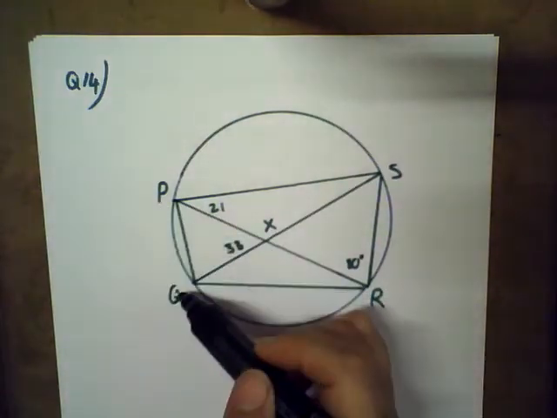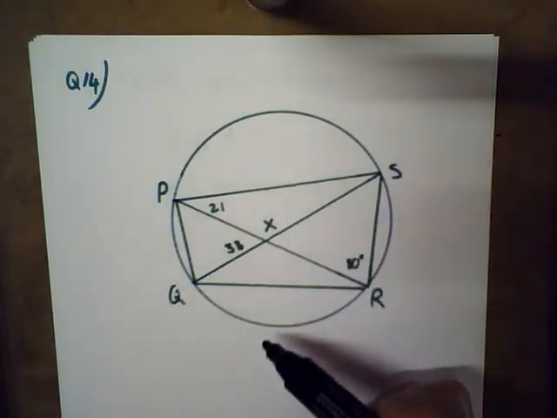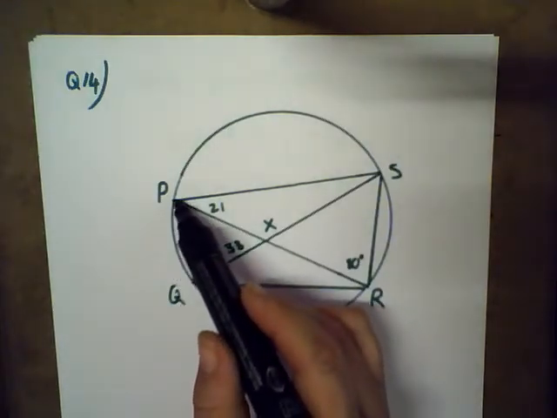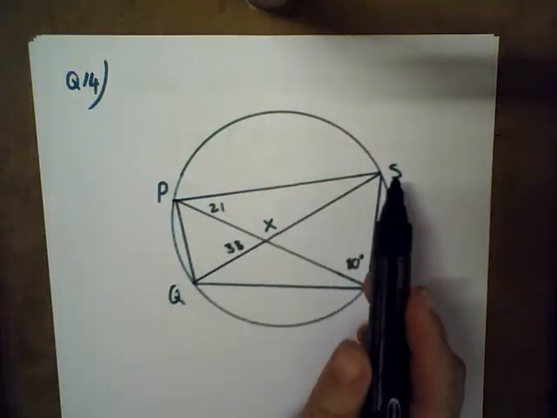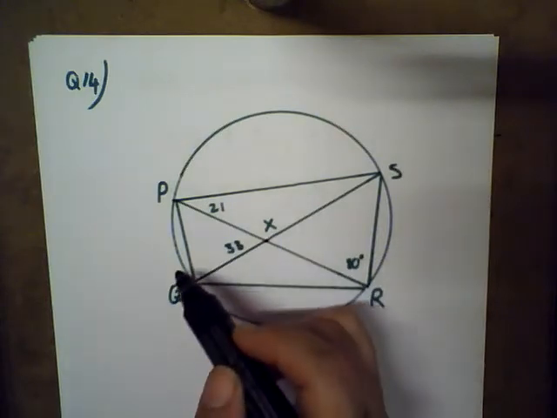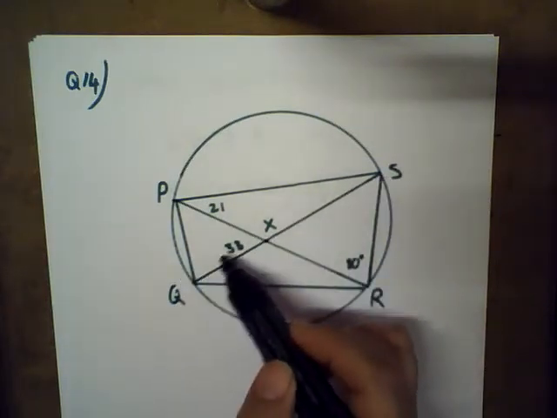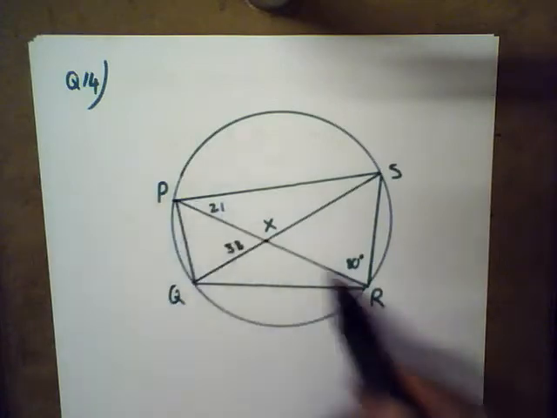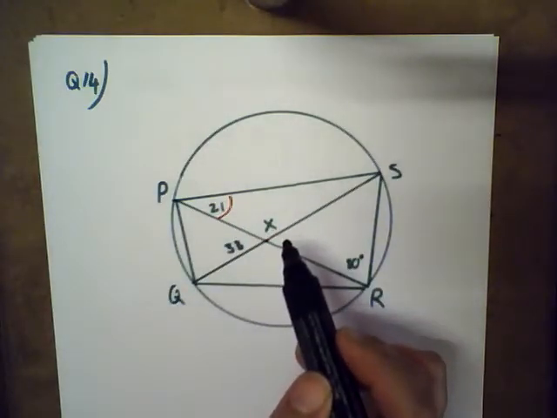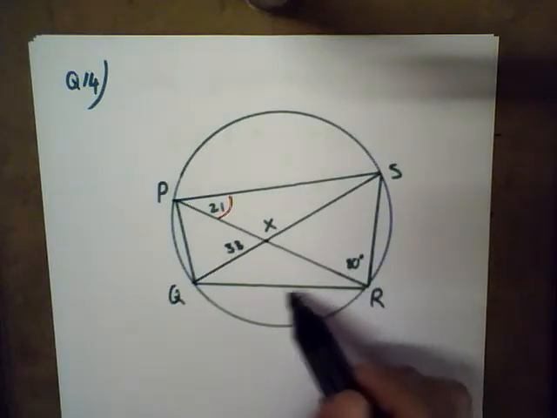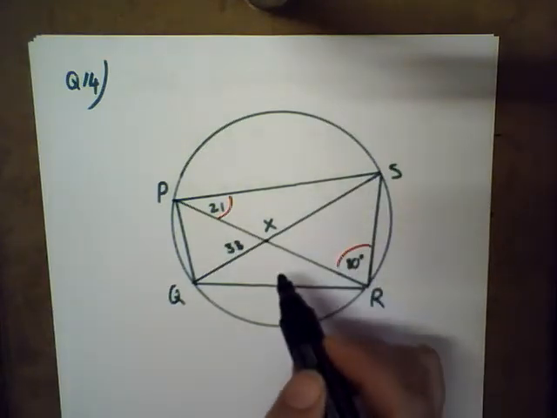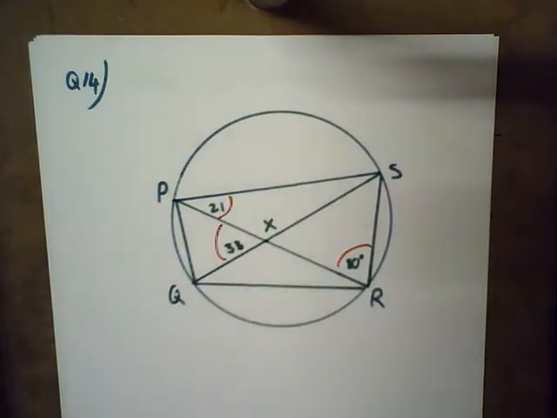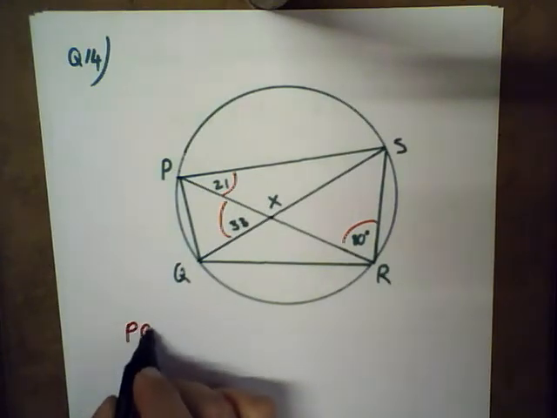Now they say PQRS is a cyclic quadrilateral, and the diagonals PR and QS intersect at X. Angle SPR is 21 degrees, angle PRS is 80 degrees, and angle PXQ is 33 degrees. Now they ask us the first question. They said calculate PQS.